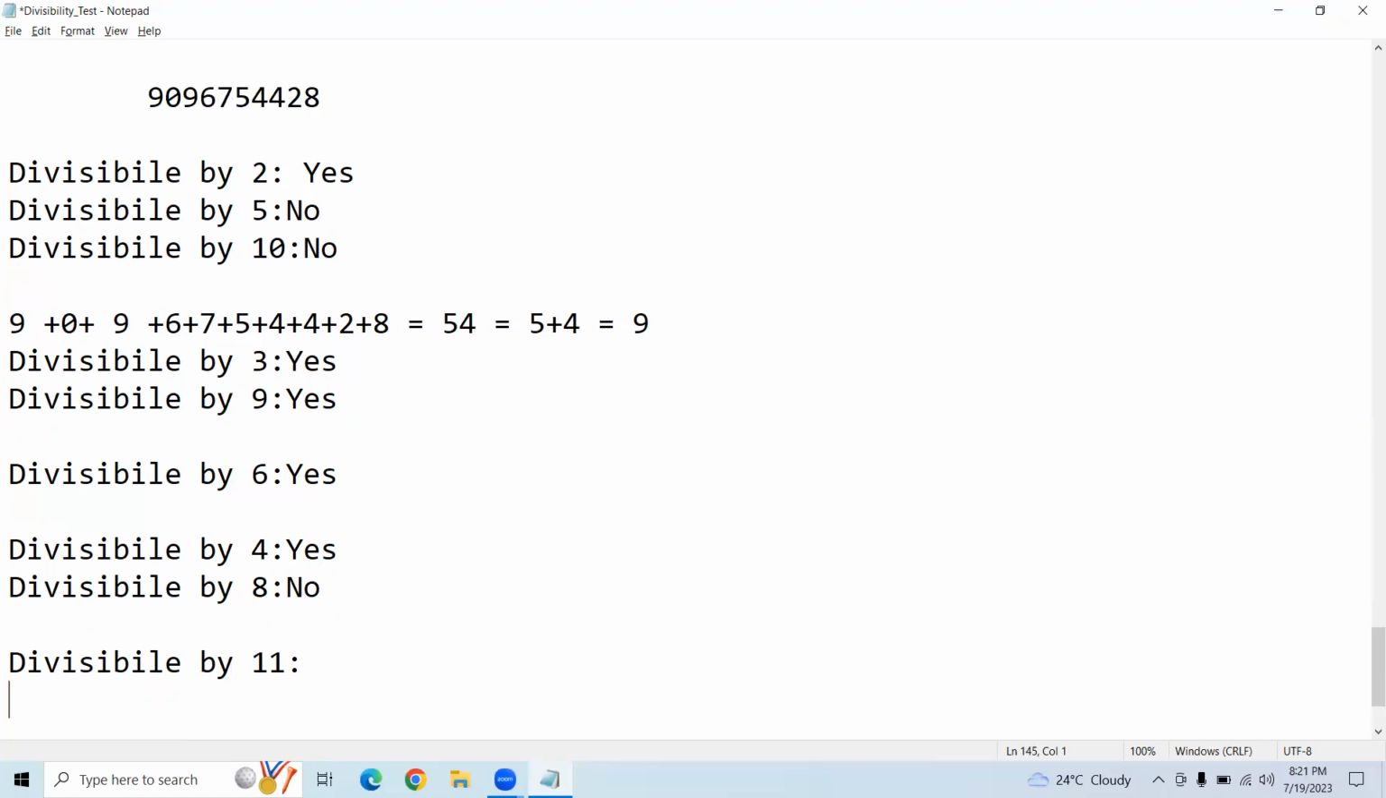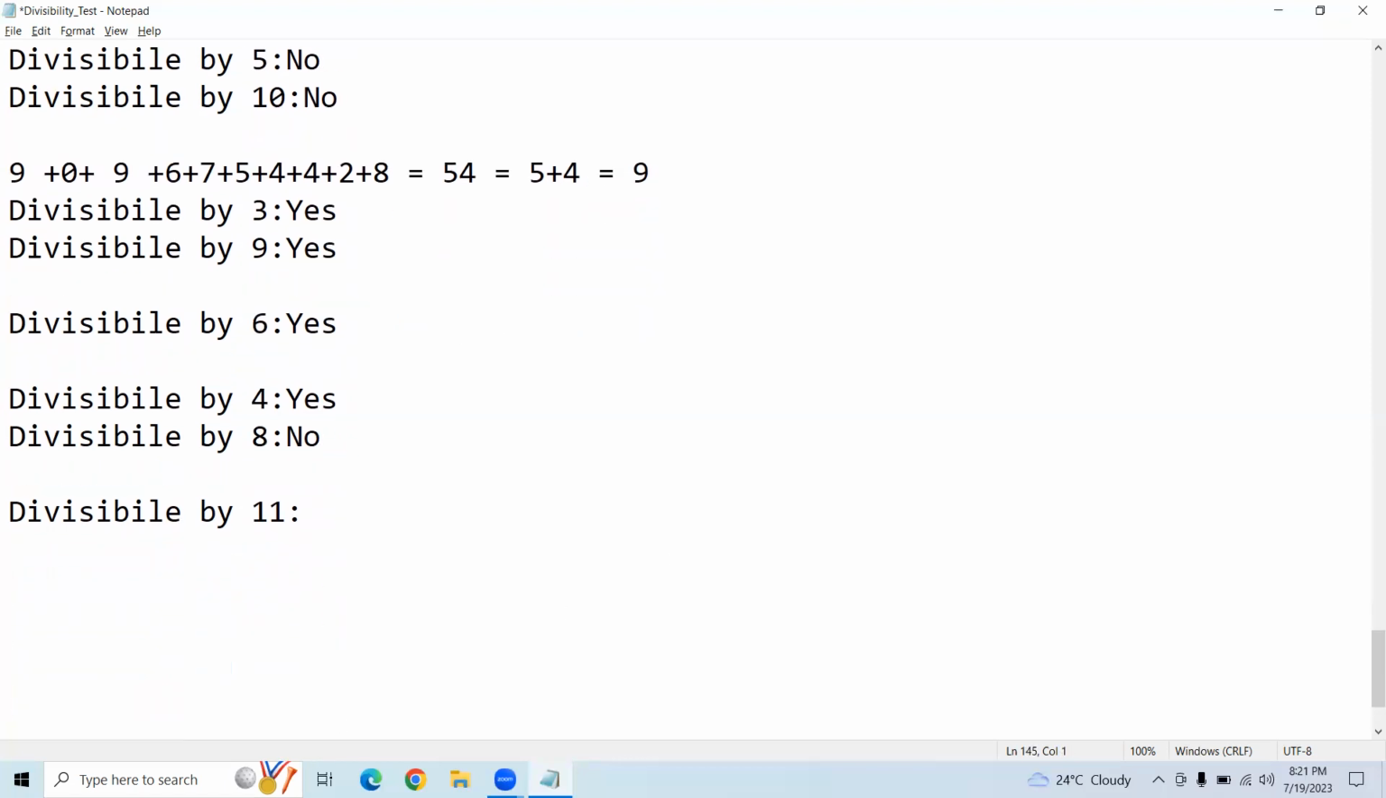Let's look at the divisibility test of 11. That is a bit complex. We will try to write down the number properly. Okay, let's mark them as odd, even. This is odd place, this is even place, odd, even, odd, even, odd, even.